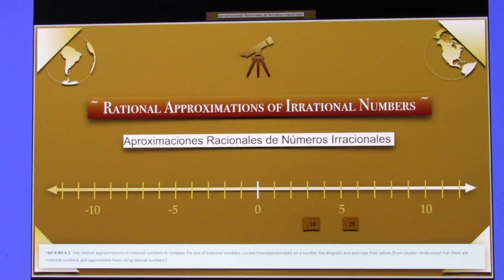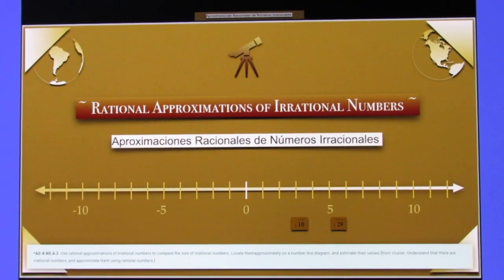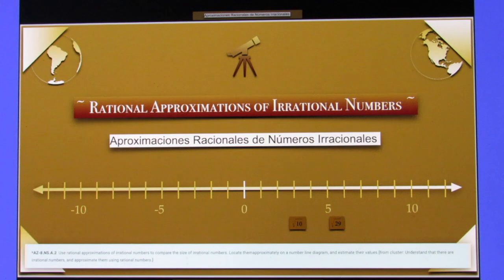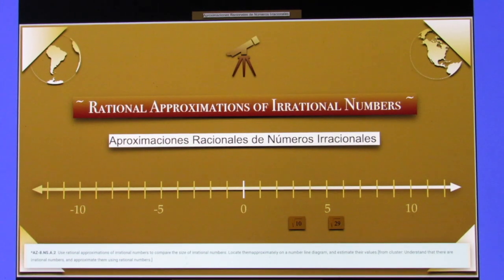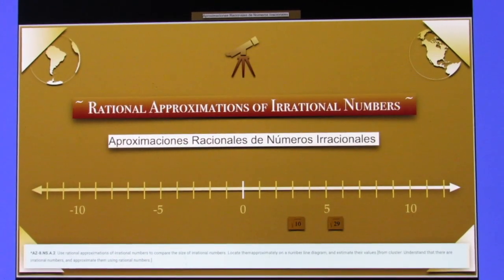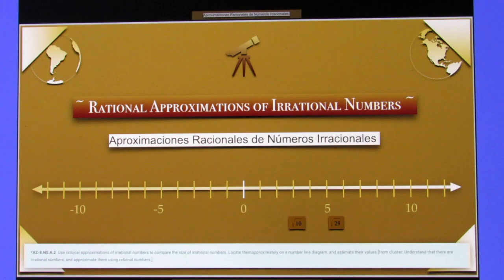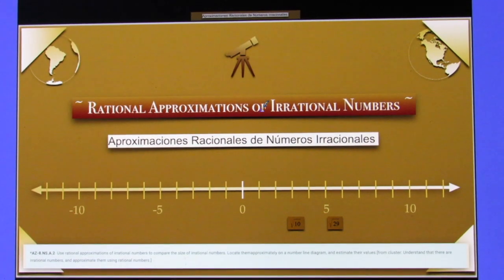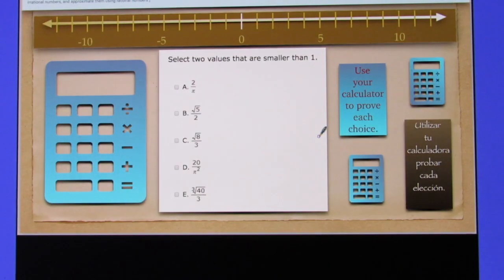Okay. Rational approximations of irrational numbers. That might sound kind of hard. I'm going to ask my students and everyone watching to use a calculator, because the questions that the standardized tests are going to ask you, if you use a calculator, I'm going to argue that will not be very hard. Let's check this out. Select two values that are smaller than 1.